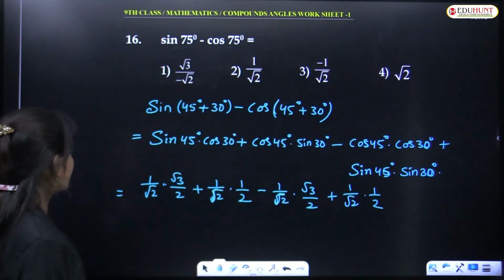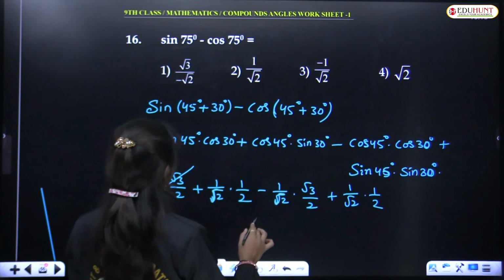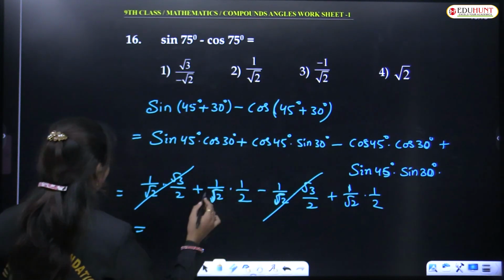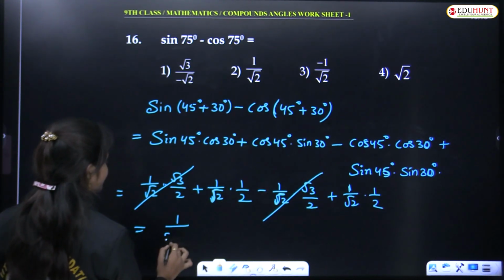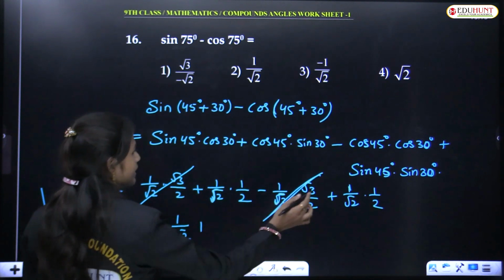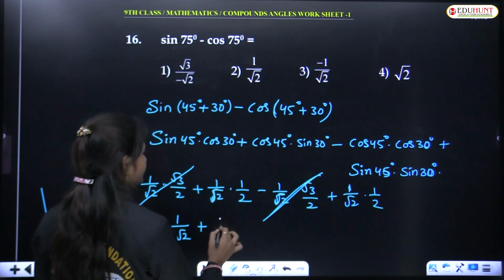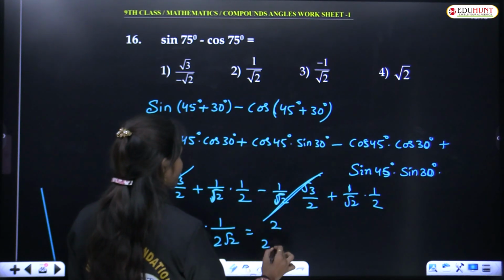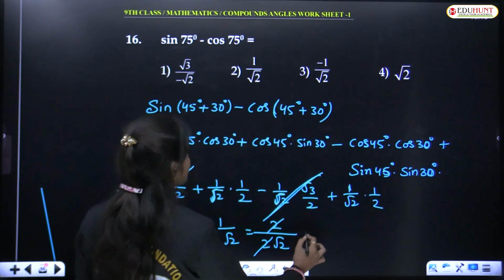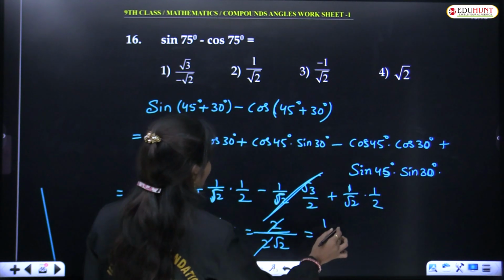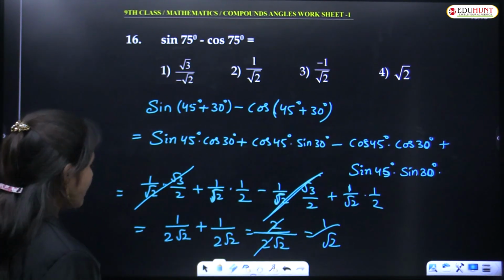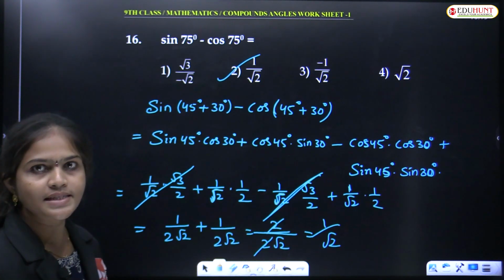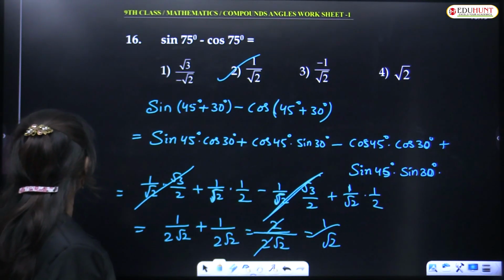So which one is cancelled here? 1 by root 2 into root 3 by 2, these two get cancelled here. So 1 into 1 is 1 by 2 root 2, plus here also 1 into 1 is 1 by 2 root 2. So 2 by 2 root 2. So 2 and 2 get cancelled. So the answer is 1 by root 2. The answer is 1 by root 2. So which option is correct here? Yes, option 2 is correct. Okay, children.